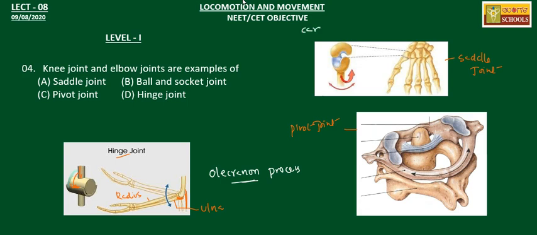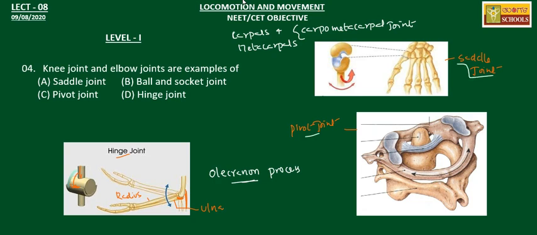So it will be carpo metacarpal joint, which means that this is a joint between the carpals and metacarpals. So joint between the carpals and metacarpals. This is how you see in between these wrist bones and the palm bones. So this type of joint we call the saddle joint.